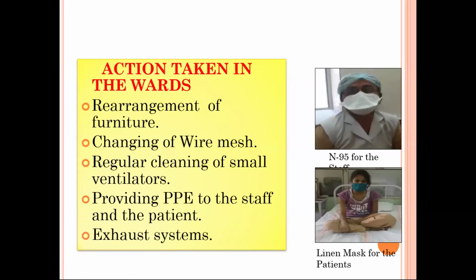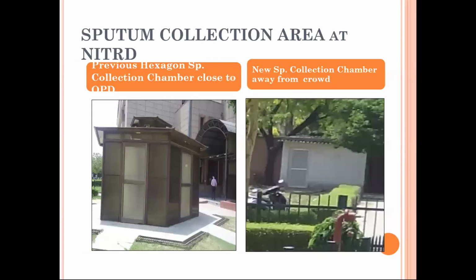Then action taken, see, rearrangement of furniture. We saw, because those people who are working at the ground level, they can give so many ideas. ये सारे ideas हमारी nurses ने दिए कि वहां पे एक बहुत बड़ी window तो है, but उस window के आगे हमने एक अलमीरा रखी हुई है, वो अलमीरा हटा दी so that the better ventilation can be there. So at your own place, you can have a very good evaluation of your place, that how you can improve the air ventilation there. Changing of wire mesh, regular cleaning of the small ventilators, providing PPE to the staff and exhaust systems. This all can be done.